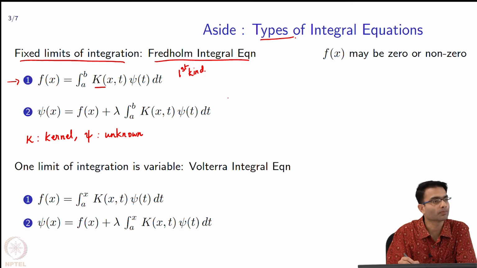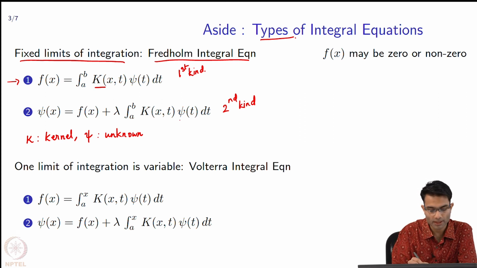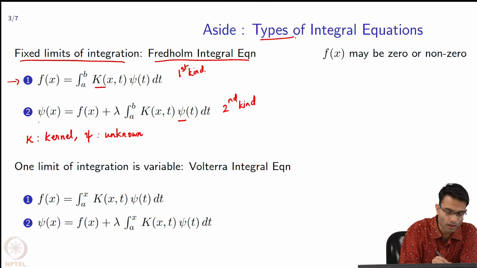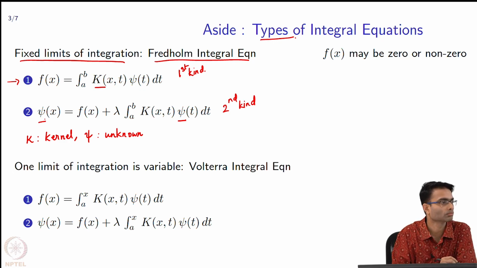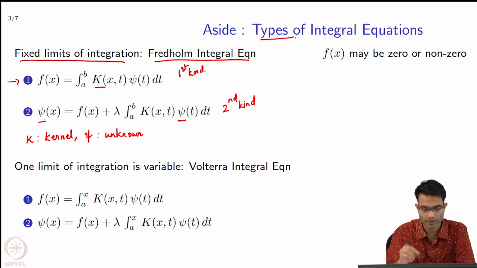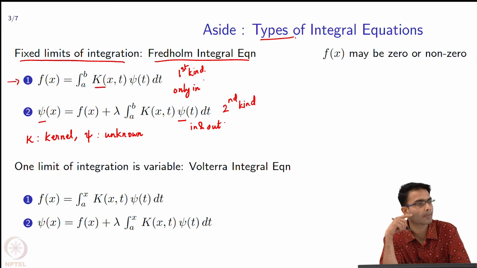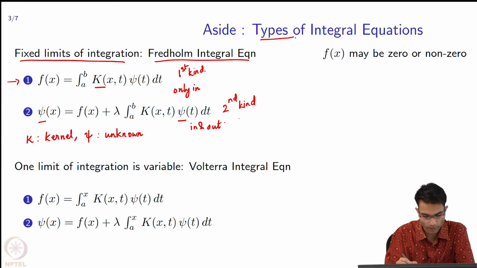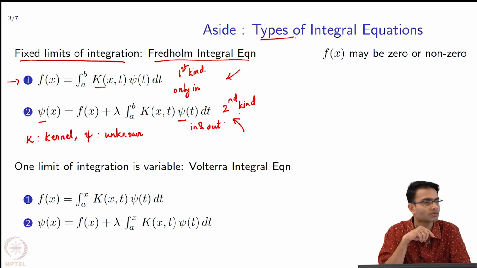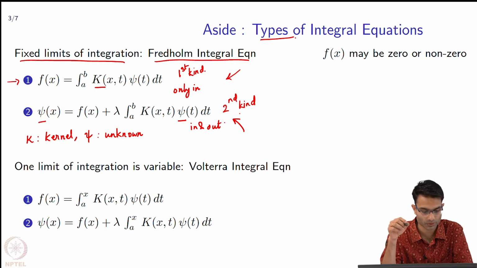Then you also have a Fredholm integral equation of the second kind. What is the difference? The unknown is both inside the integral sign and outside, right. Psi is inside and outside, right. So, in and out, and this is only in. Okay. Later on in the course, we will come across both. We have already seen the first one and we will later in the course come across the second one also. Okay. So, these will be used very soon.